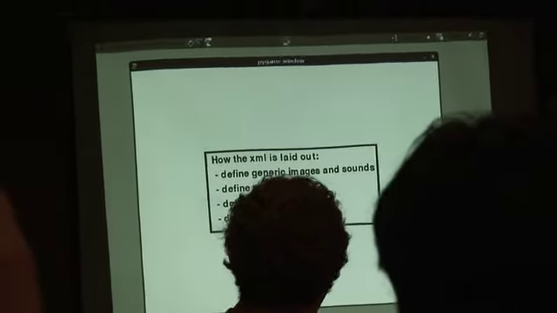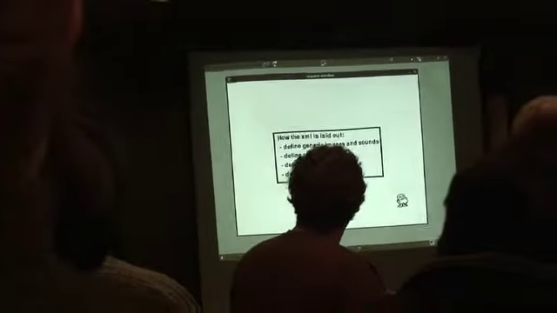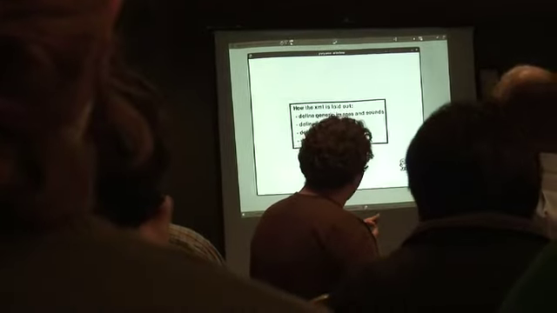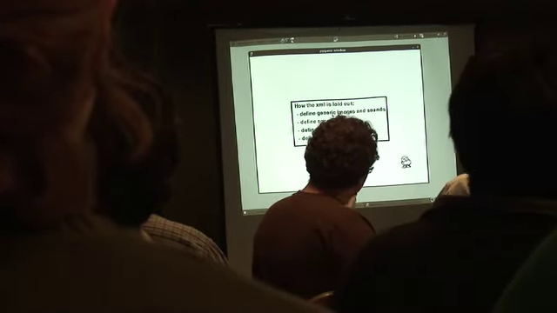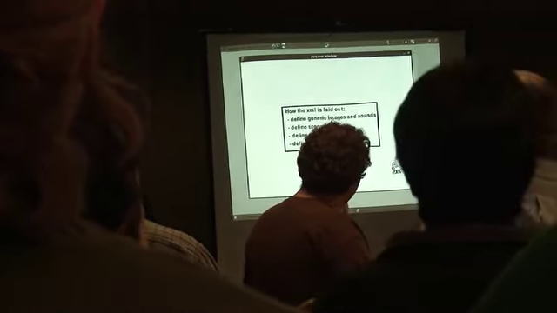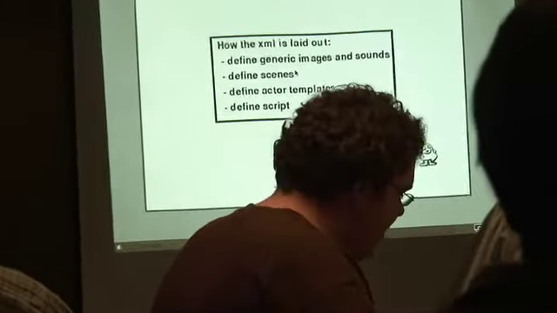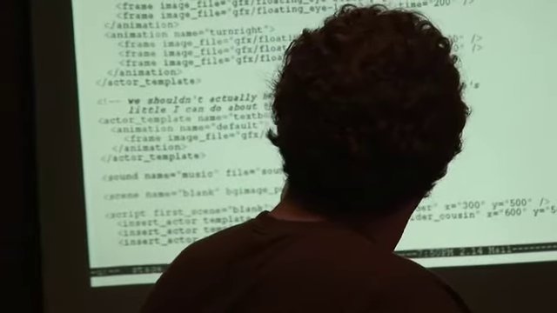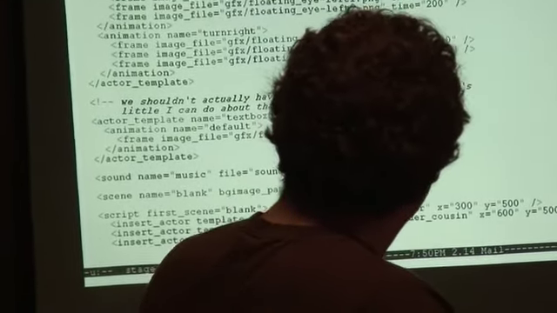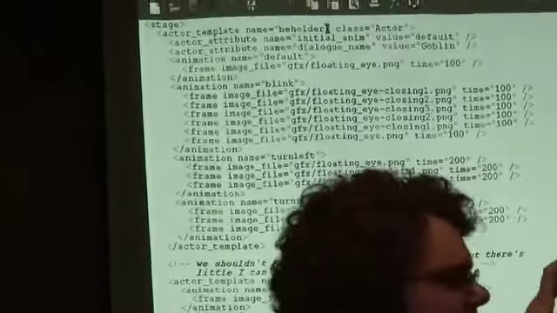So, how the XML is laid out. Okay, now if you go back, you define your generic images and sounds, and then you define your scenes, and then you define your actor templates, and then bam, you can get into the script and how it all works together. And so if we take a look at this, here I first start to define this actor template, and then this is the beholder. Think of eye of the beholder.